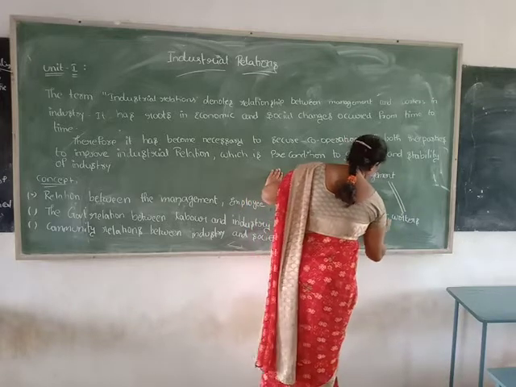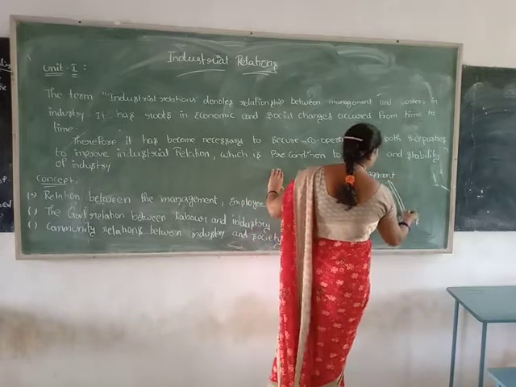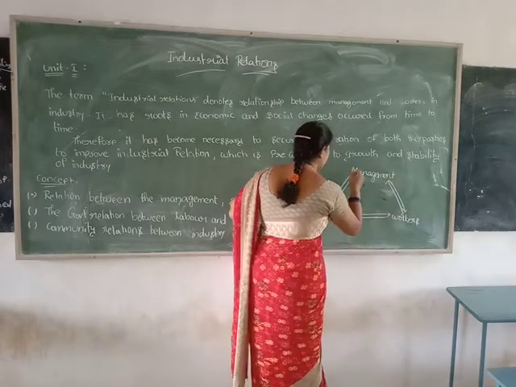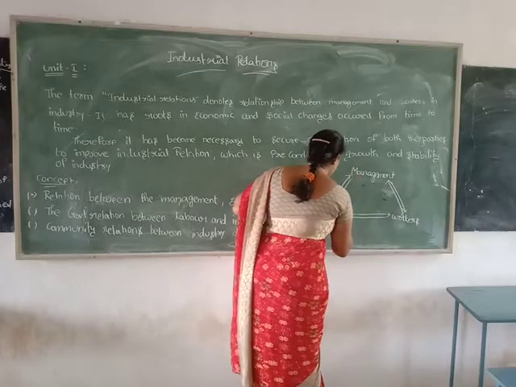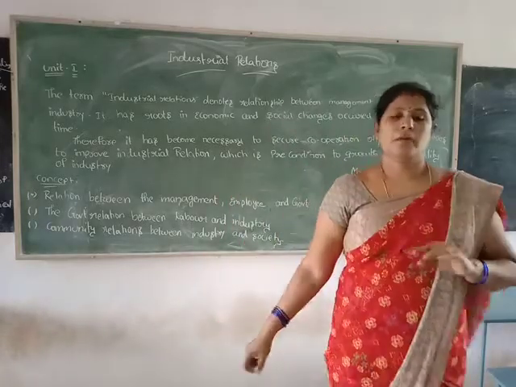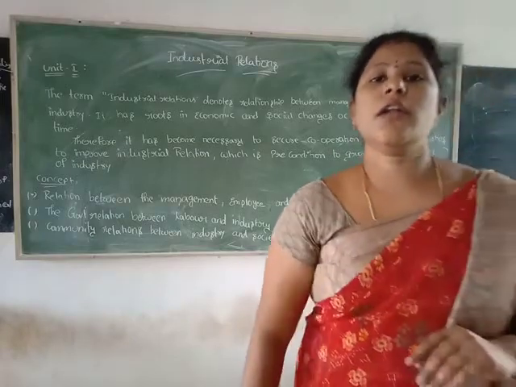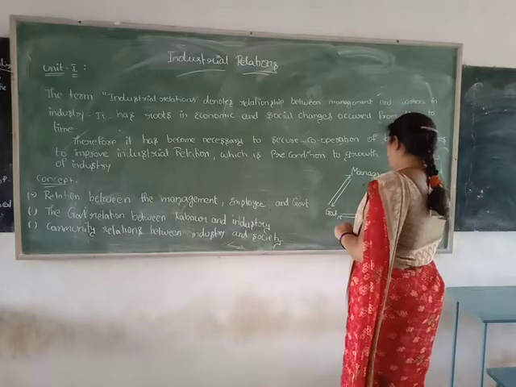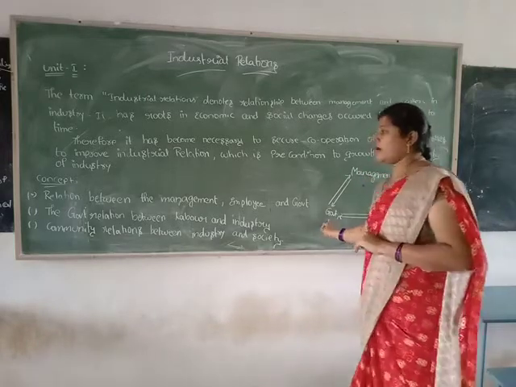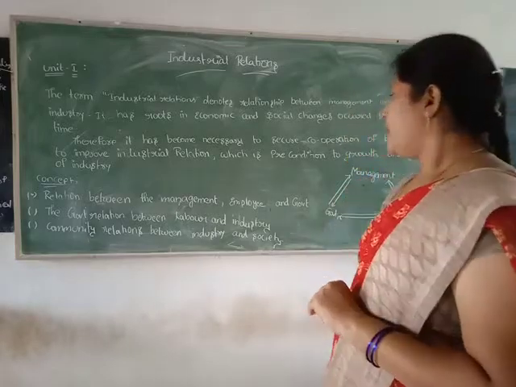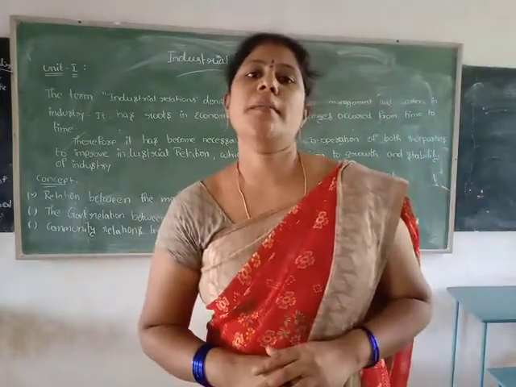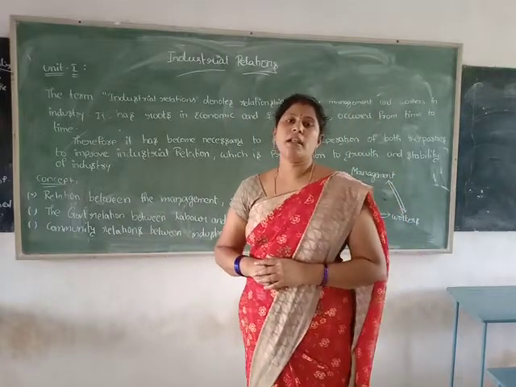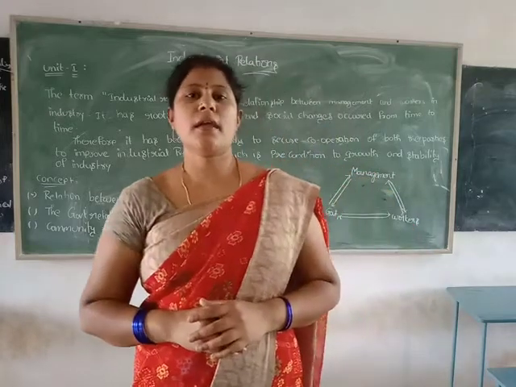Here we have to maintain the relationship between management and workers, workers and government, and government and management. So we denote it as a triangle shape, the relation between management, employee, and government. The government maintains relations between labor and industry. Why? Because the government has to support the labor. If they are not supporting the labor, unemployment will increase more.